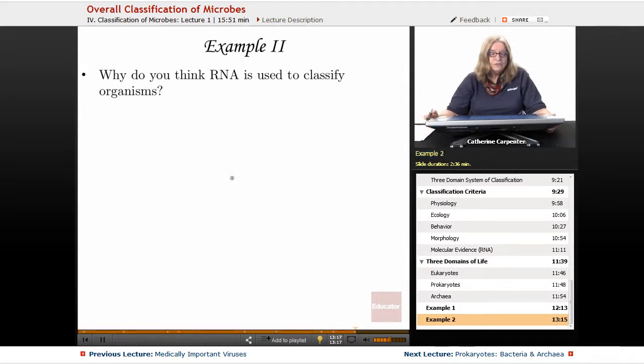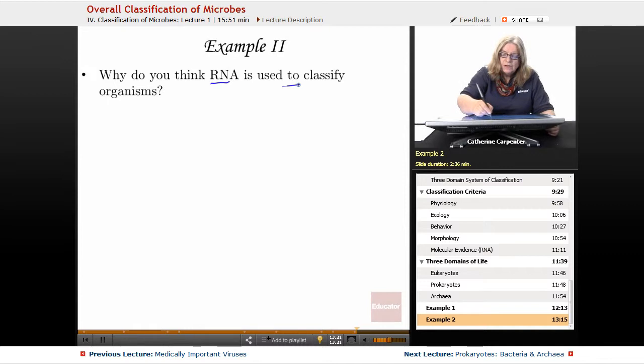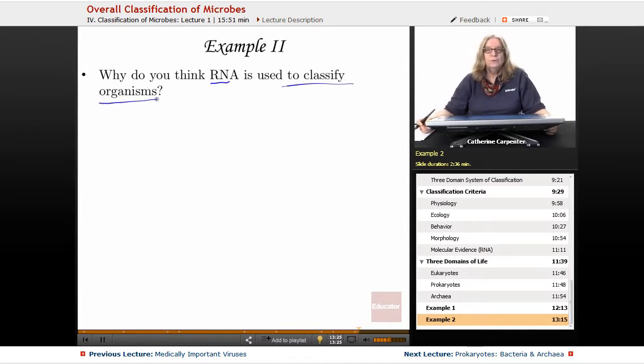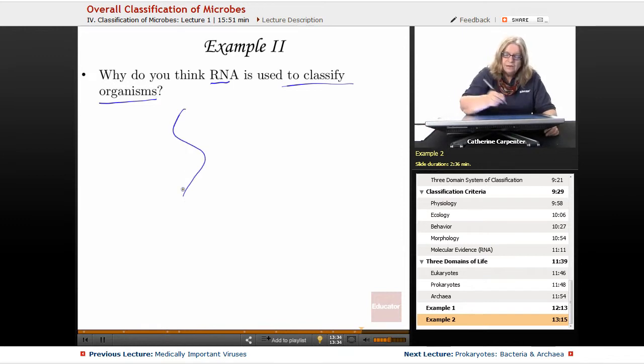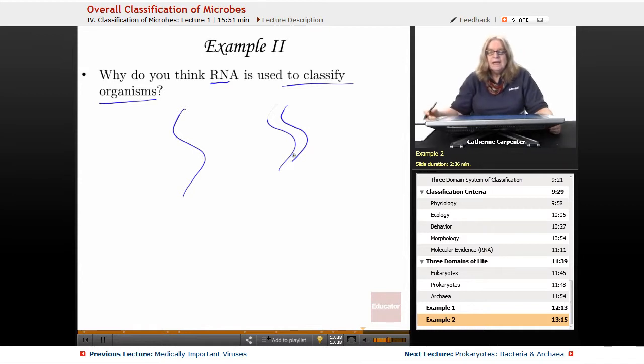The second question has to do with, why do you think RNA is used to classify microorganisms at this point? Well, let's really think about what RNA does. First of all, RNA is only single-stranded. Okay, remember that DNA is double-stranded.